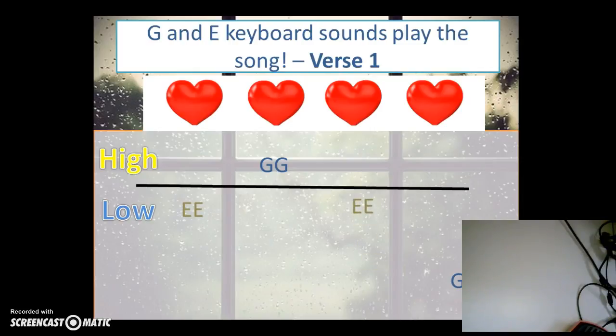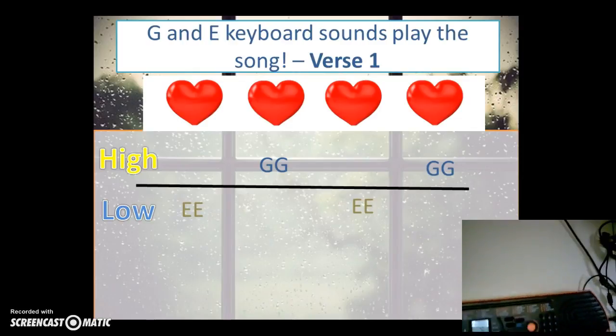Good for you. So the very last beat, patter, is that a high or low sound? Good, it's a high sound, so that means that we're going to use G, and since it's patter, two sounds, G, G. So our pattern is pitter, patter, pitter, patter, or low, low, high, high, low, low, high, high. And so we're going to use E and G. So our pattern for our keyboard is E, E, G, G, E, E, G, G.